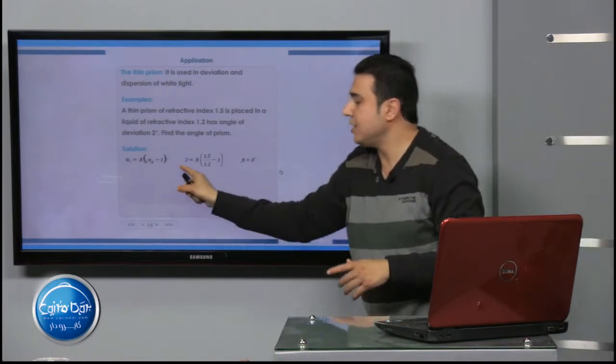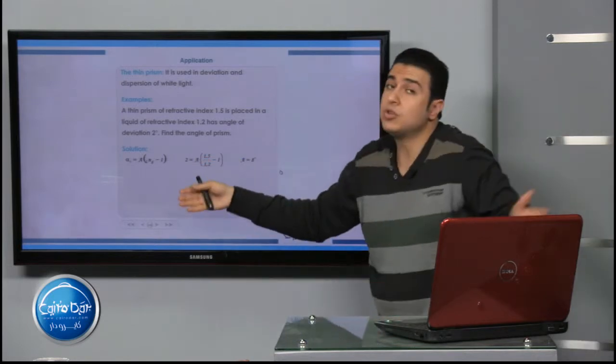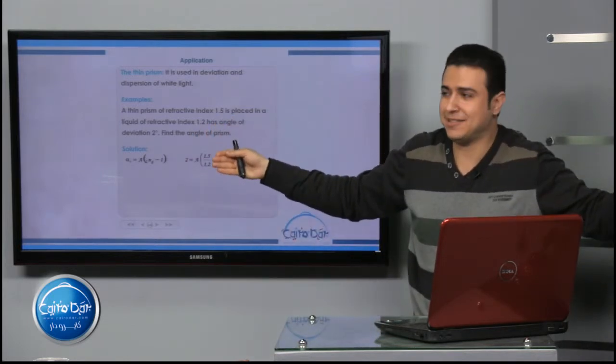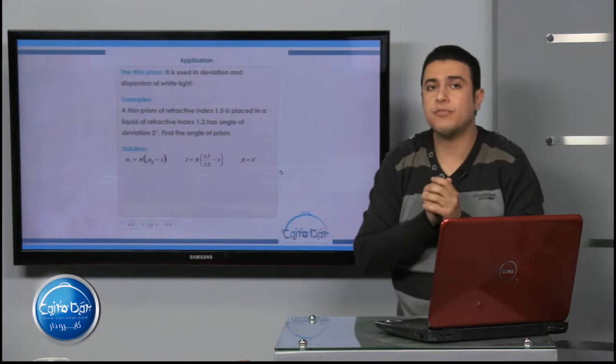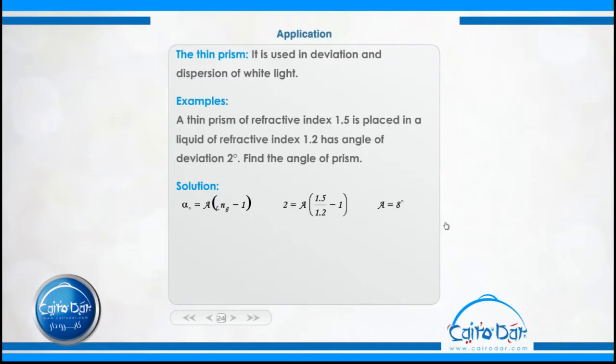So alpha naught equals 2. A we don't know; we want to calculate it. n glass is 1.5, n liquid is 1.2, minus 1. So from this relation we can calculate A: A equals 8 degrees.